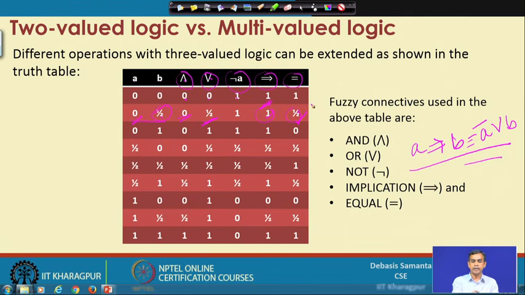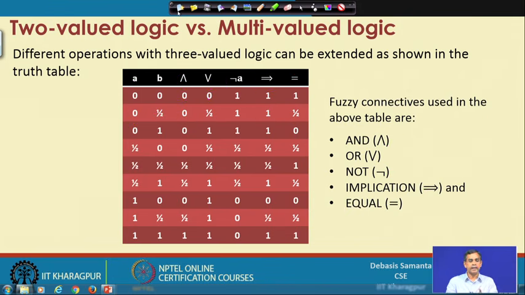So, these are the tables that can be applied for the different operations, namely AND, which is equivalent to intersection, OR which is union, complementation, and implication and equal are the two special operations in case of Boolean logic. Now, these are the operations that we can have, these are the truth values for the three value logic, and three value logic is very closely related to the concept of multi value logic.